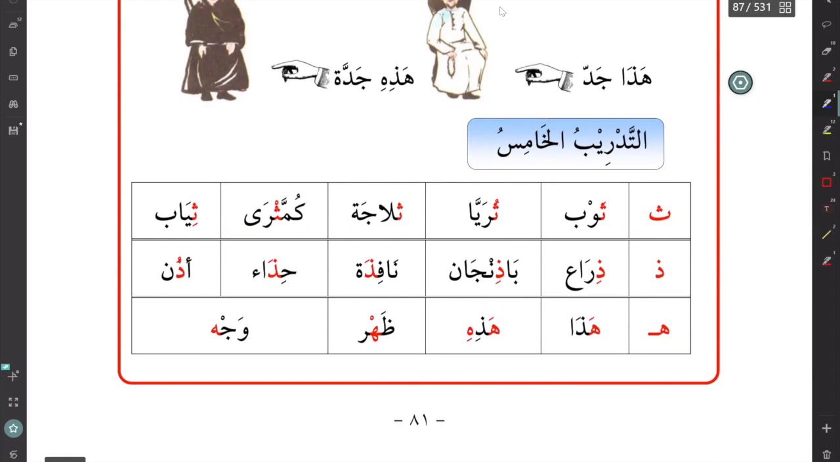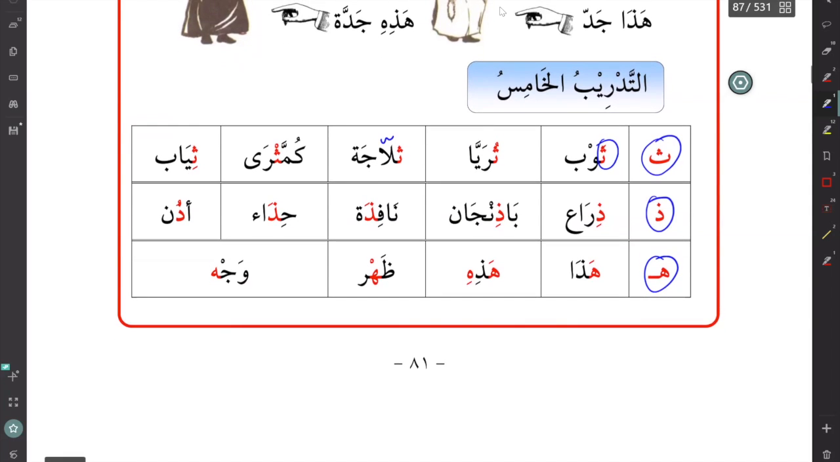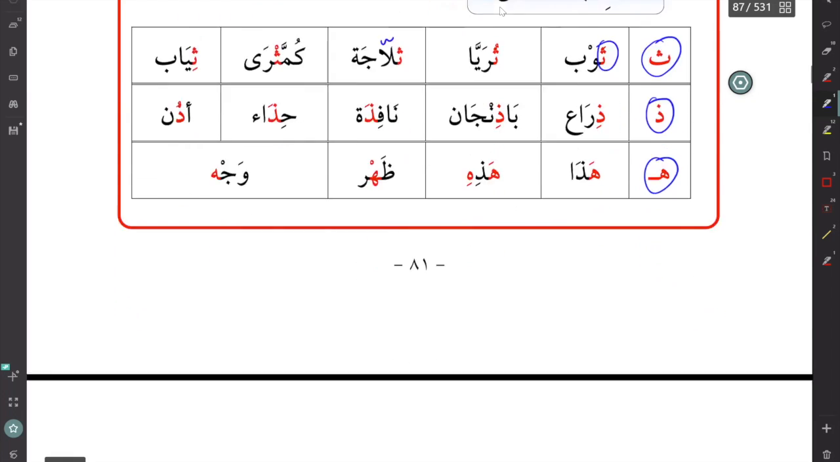So التدريب الخامس, here they're just showing you the tha and ha in different places in the word, right? Thawb here starting with the tha. You should know all of these words. Thawb, thuraya, thallaja, kumathra, thiyab. Okay, all of these words we studied before. So make sure you know them, and they're just showing you these letters in the beginning and in the middle of the words, right?